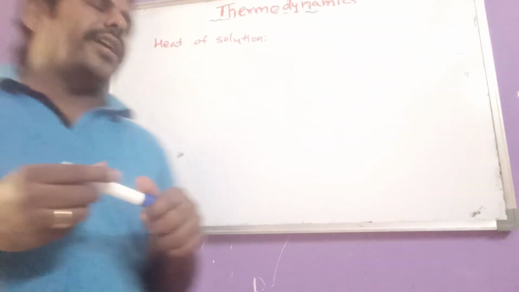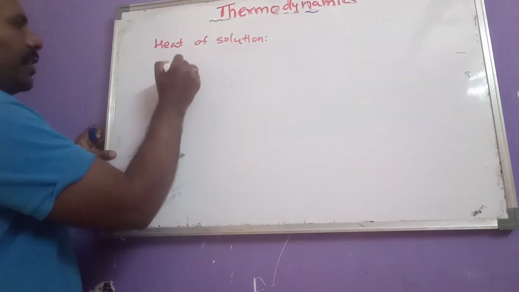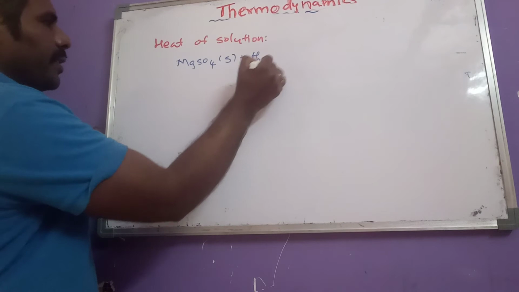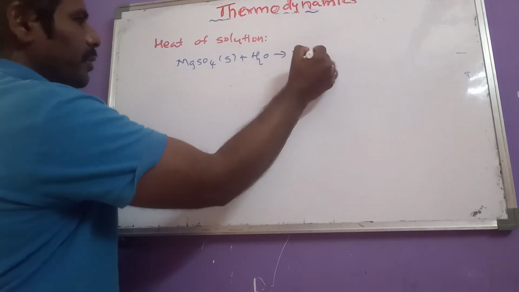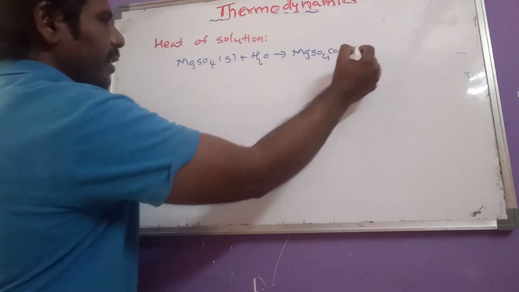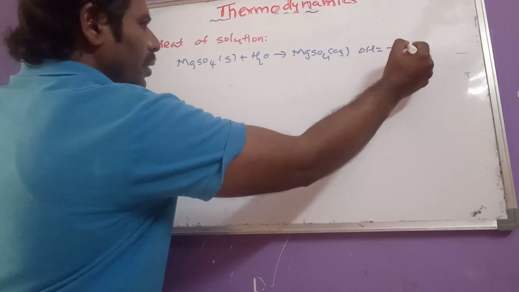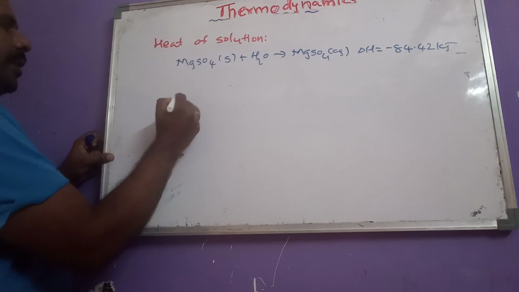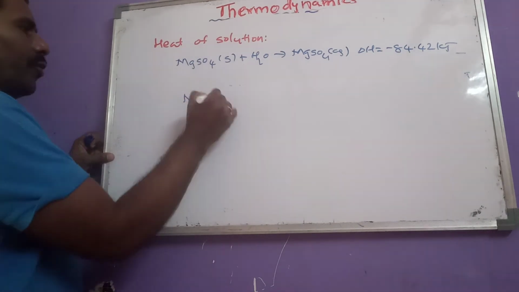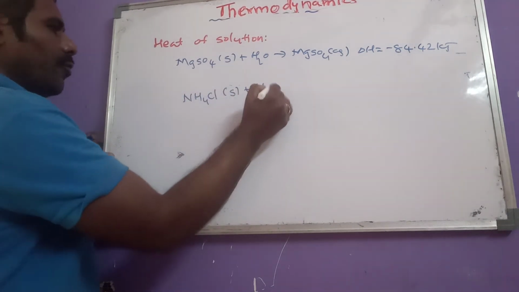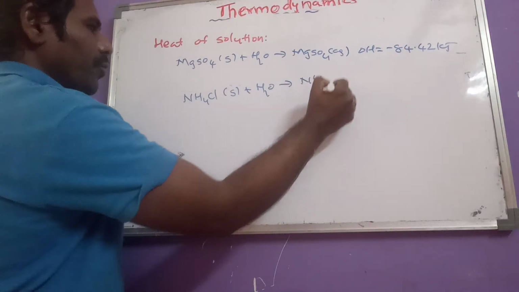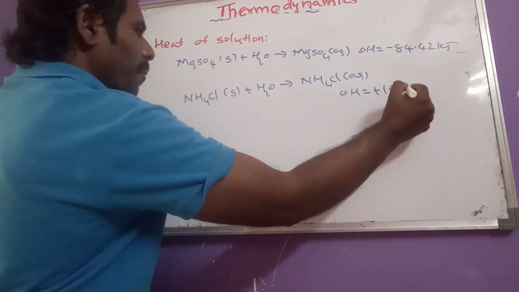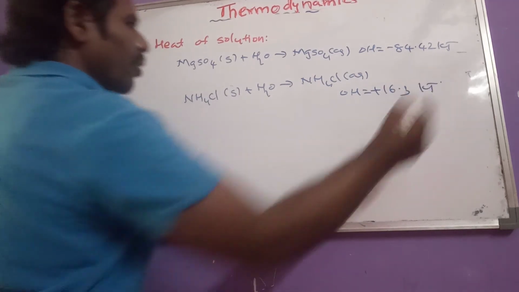Now here is one example: MgSO4 solid plus H2O gives MgSO4 aqueous, delta H value minus 84.42 kilojoules. Another example here: NH4Cl solid plus water gives NH4Cl aqueous, delta H value plus 16.3 kilojoules.